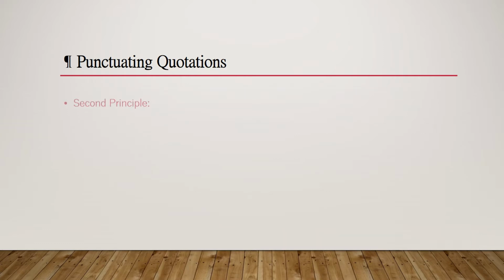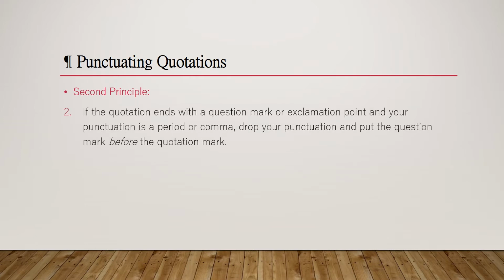The second principle to consider when punctuating quotations mentions that if the quotation ends with a question mark or exclamation point and your punctuation is a period or comma, drop your punctuation and put the question mark before the quotation mark. To revisit our previous example, notice how the question mark is outside the quotation mark because the sentence is a question and quotes a question. But this sentence illustrates the second principle by showing the question mark now located within the quotation marks instead of after, since this sentence is a statement that quotes a question.